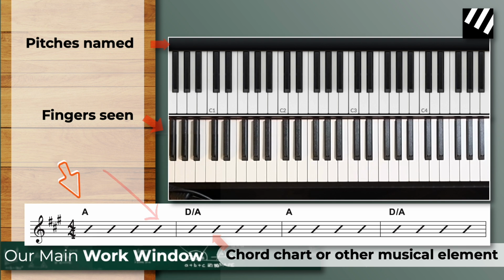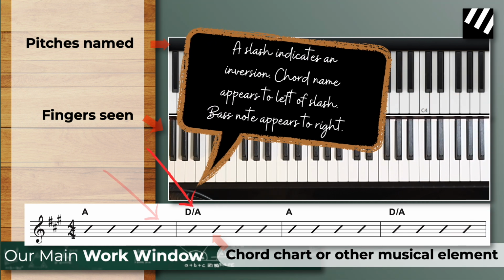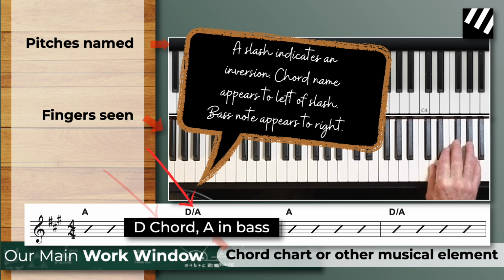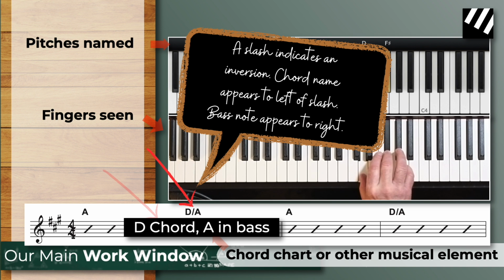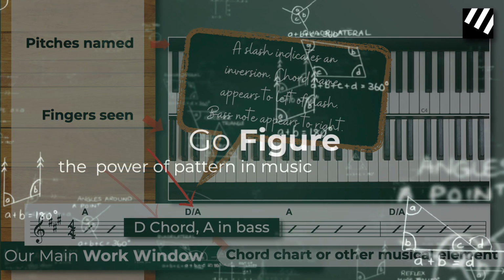The first chord you see above the first slash is an A. The next chord you see says D/A. That slash between the letters indicates an inversion. An inversion uses something other than the root of the chord for the bass note. The chord name appears to the left of the slash. The bass note appears to the right. In this example, we have a D chord with an A played as the lowest note.